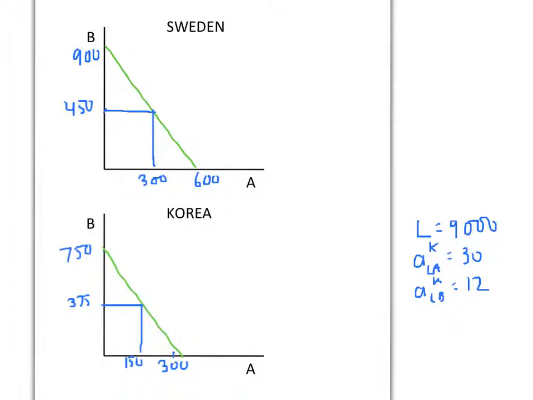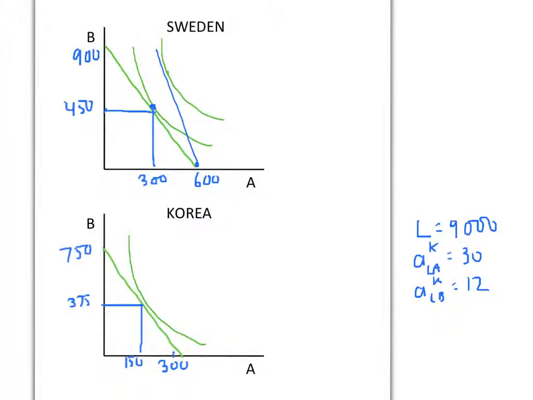Since this was what they choose to do, it must be that Sweden's preferences and Korea's preferences are such that this allocation of labor across the two industries produces a tangency with a community indifference curve. When trade is allowed, however, Sweden will move towards specialization in the good A production. So they go from producing at this point to start producing down here, and then Sweden trades at 2B per A, the terms of trade, and that allows Sweden to reach a higher indifference curve, making Sweden better off.